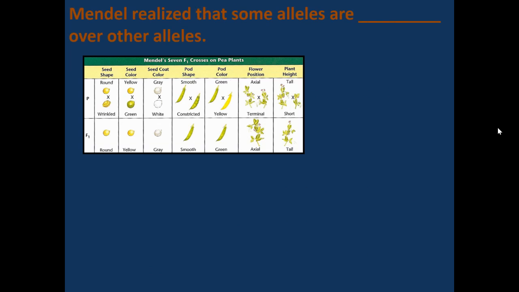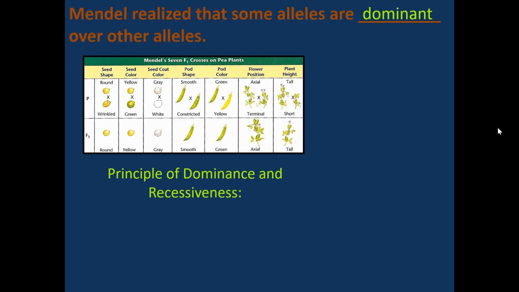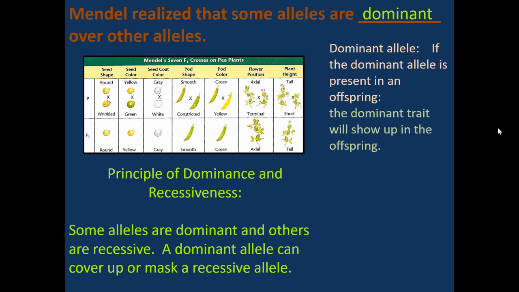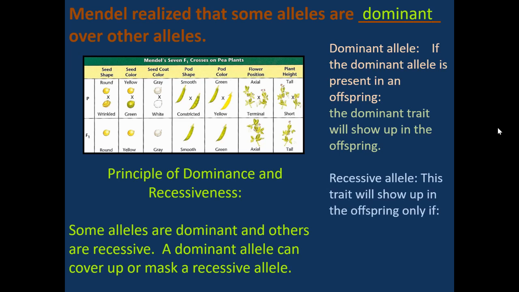So Mendel realized that some alleles are dominant over the other. That's his first law that he discovered. It's known as the principle of dominance and recessiveness. So some alleles are dominant and others are recessive. A dominant allele can cover or mask a recessive allele. And so if the dominant allele is present in the offspring, the dominant trait will show up in the offspring. A recessive trait will show up in the offspring only if the dominant allele is not present.